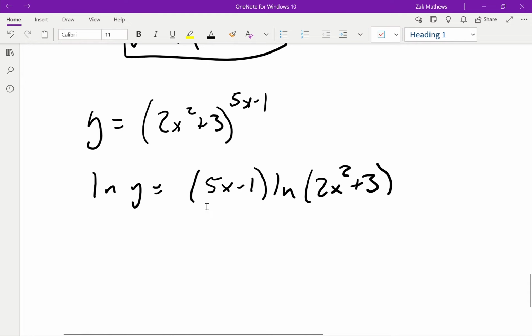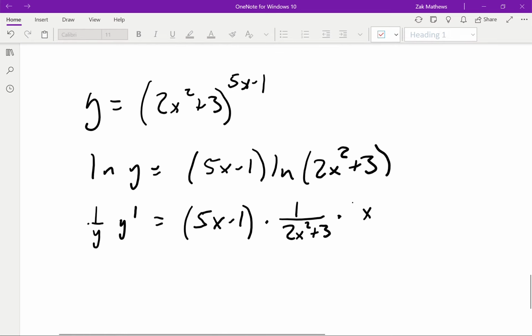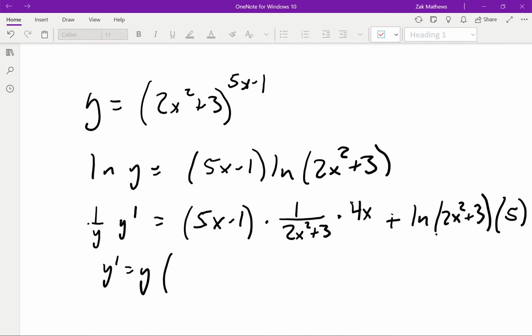So now I'm going to take the derivative of this. So the natural log of y gives 1 over y times y prime. Here we have to use the product rule, so I'm going to leave the first, take the derivative of the second, and the derivative of the second would be 1 over 2x squared plus 3 times the derivative of the inside, which is 4x. Okay, and then I'm going to add to that, I'm going to leave the natural log of 2x squared plus 3, and take the derivative of the inside of the first function, which is 5. I'm going to finish up with a little bit of cleanup, move that y over.